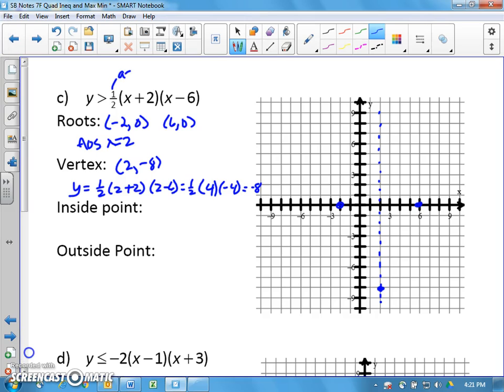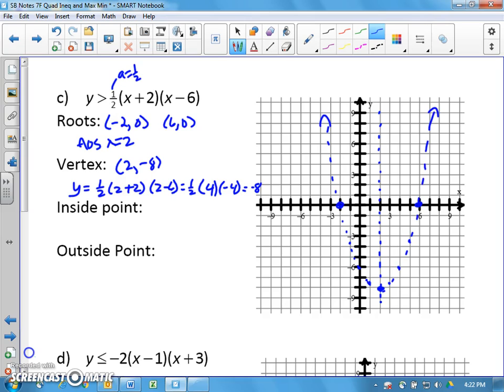If you want to graph more points, you can use the fact that your a value is 1/2. So you know you'd be moving over 1, up a half; over 2, up 2; over 3 would be 4.5. And your next one's going to be that x-intercept right there. You can reflect these points across to get a more solidly graphed parabola. Because this is strictly greater than, we're going to use a dotted line to show our parabola.